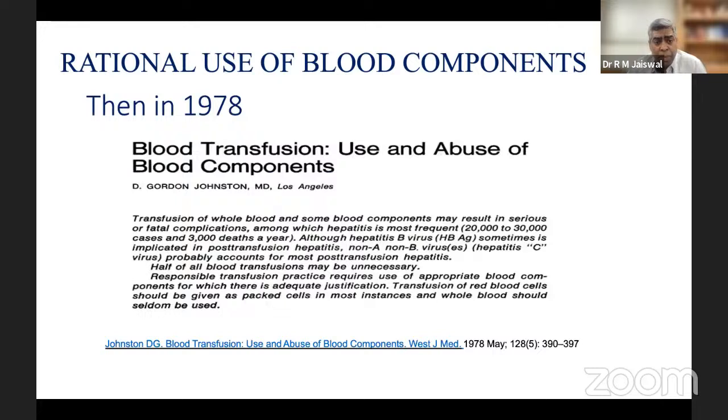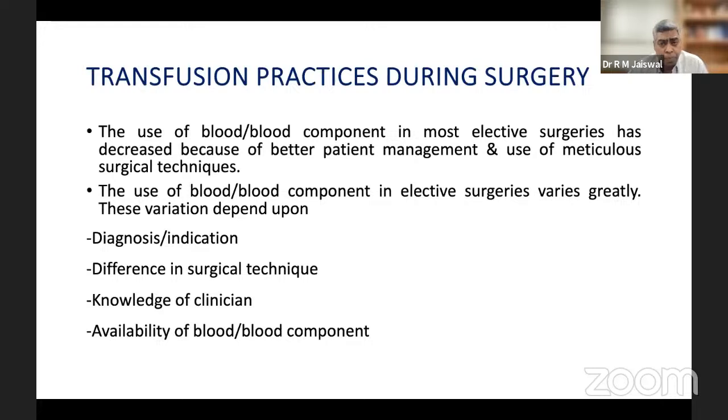Then again, a paper was published in 1978, on blood transfusion use and abuse of blood components. This is a very important paper. On the basis of this paper, a lot of programs were made by the US government and the FDA. This was the era when some transfusion-associated infection was noted, especially hepatitis C virus. After that, they implemented some guidelines, and there was mandatory testing after this paper.